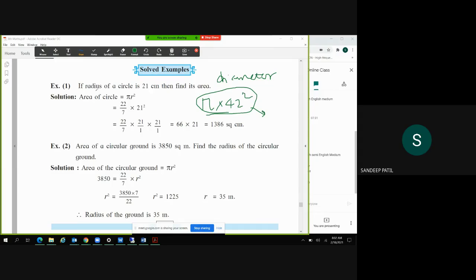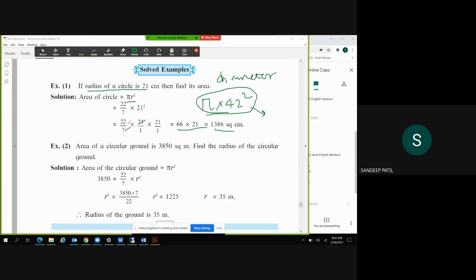Check what information they have provided. Radius of circle, right? So they have given the radius of the circle, so we can directly use pi r square here. We know the value of pi is 22 by 7, so 21 square, right? So this goes 3, and we can calculate the area of the circle.